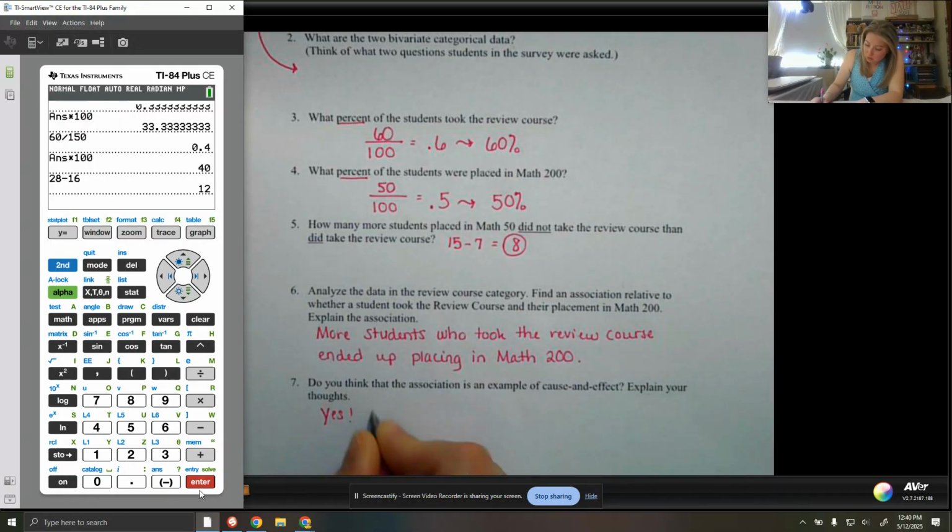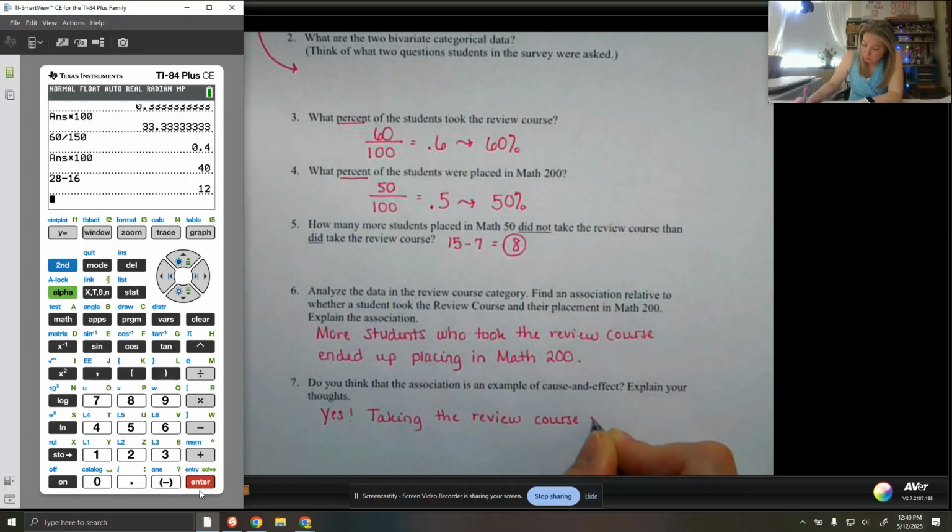So, yes, taking the review course right before the placement exam helped students place in higher math courses.